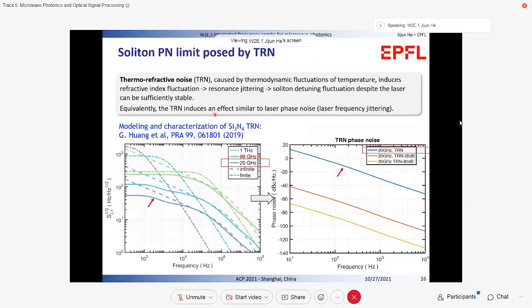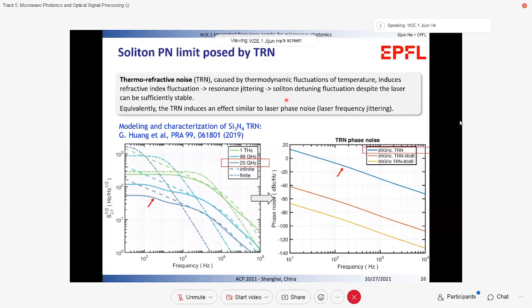Besides the noise introduced by the pump laser, there is a fundamental noise limit from the microresonator itself. Here we would like to discuss the thermal refractive noise in silicon nitride microresonators. This noise is caused by the thermodynamic fluctuation of temperature, which results in refractive index fluctuation, and further results in resonance jittering and soliton detuning, even if your laser is very stable.